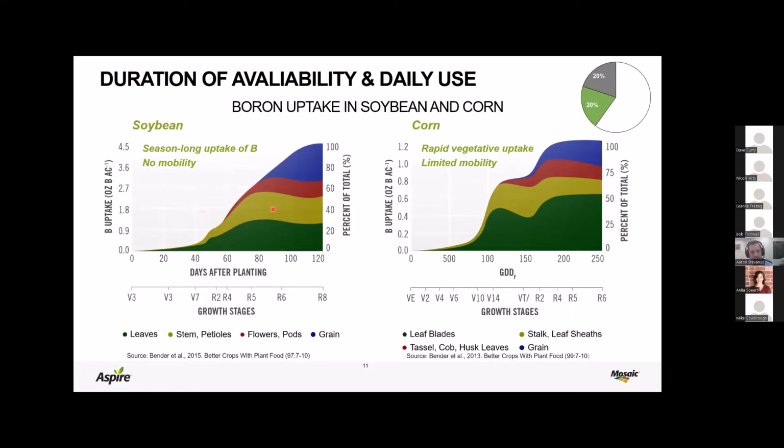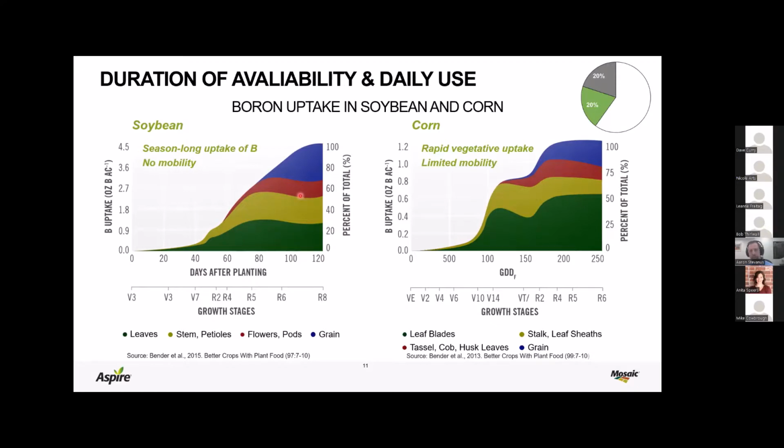The other thing you can look at in these graphs is what's called partitioning. That's why they're called nutrient uptake and partitioning. We have different colors, and that's essentially different parts of the plant. So for soybeans, green is the leaf, yellow is the stem and petiole, red is the flower and pod, and blue is the grain. And then vice versa on corn: leaf blade, stalk and leaf sheath, tassel and cob and husk, and then the grain.